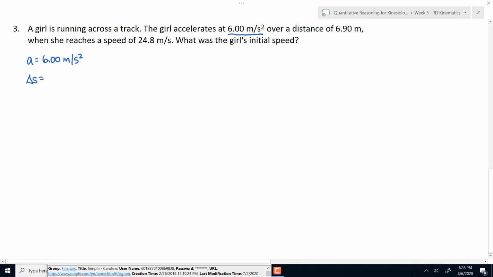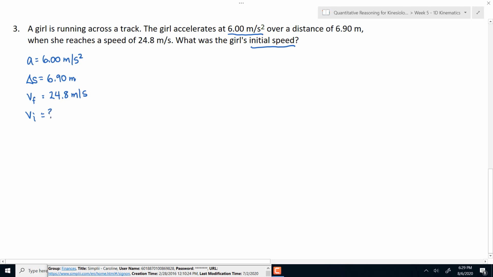That's the distance traveled, 6.90 meters, when she reaches a speed of 24.8 meters per second. So she reaches that speed, that would be her final speed. So that would be V final is 24.8 meters per second. What was the girl's initial speed? So we're looking for her initial speed, V initial. That's our question mark. That's what we're looking for.